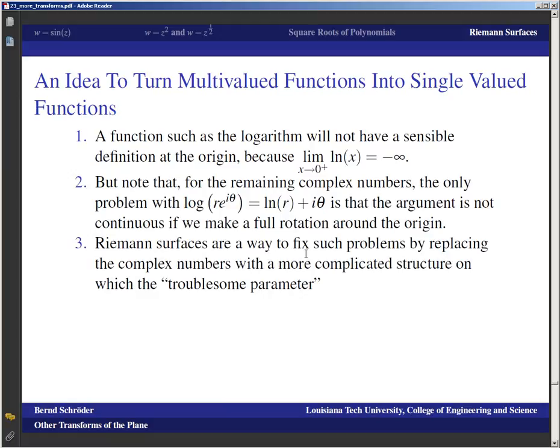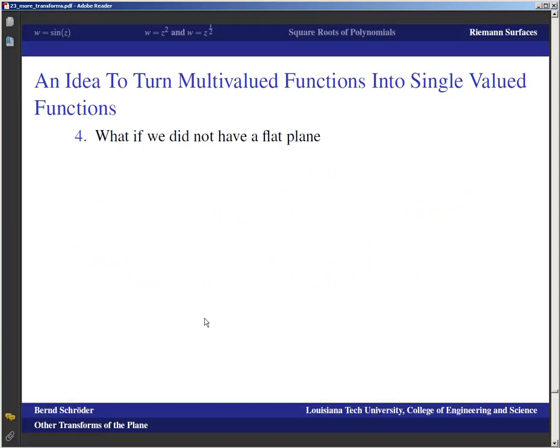Riemann surfaces are a way to fix these kinds of problems by replacing the complex numbers, which are the domain of the function, with a more complicated structure on which the troublesome parameter, which in this case is the argument, is actually continuous. Well, how do you do that?